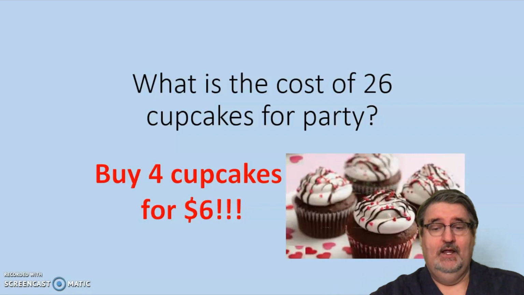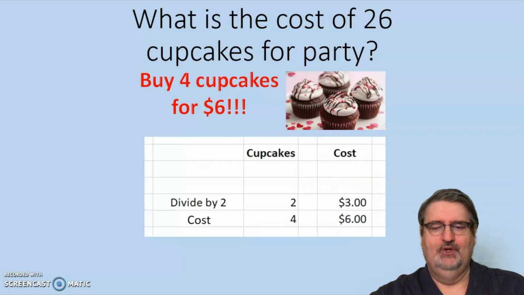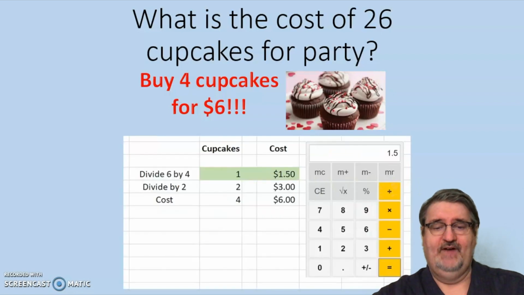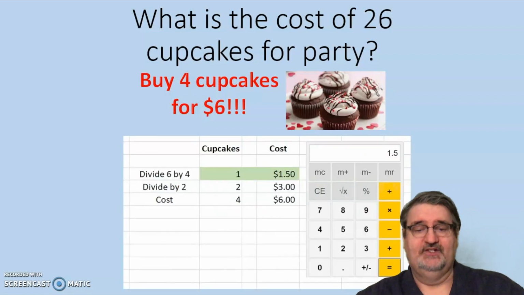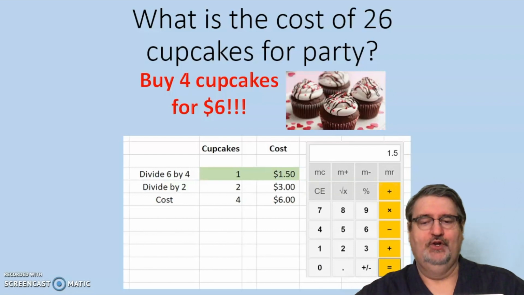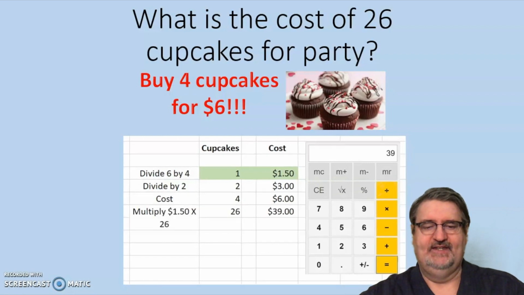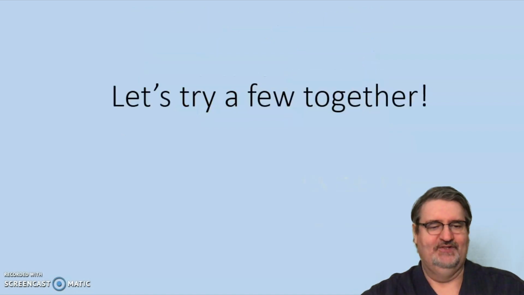For a party, what is the cost of 26 cupcakes for that party? Well, we found 4 cupcakes for $6. Boy, those are fancy looking cupcakes. And we're going to reduce that down until we can get a unit rate. So we divide by 2, and we find that would be $3. When we divide the $6 by 4, we get 1 cupcake equals $1.50. So our unit rate is $1.50. But to find out the cost for 26 cupcakes, we're now going to multiply the $1.50 times 26, and we get $39 for those cupcakes.